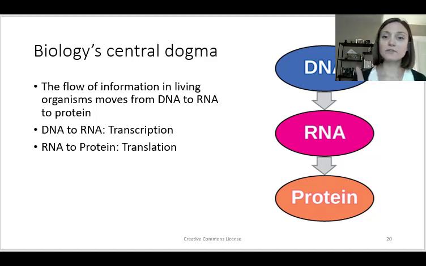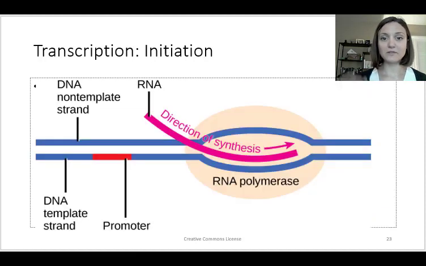Okay, so the first step that we're going to talk about in this process from DNA to RNA, that's called transcription. So we take the information in DNA, we're going to make a copy of part of that DNA molecule into an RNA molecule. That's our first step, transcription. So in eukaryotic organisms, DNA is going to be contained inside of the nucleus, and so this whole process of transcription is happening inside the nucleus in eukaryotes, right?